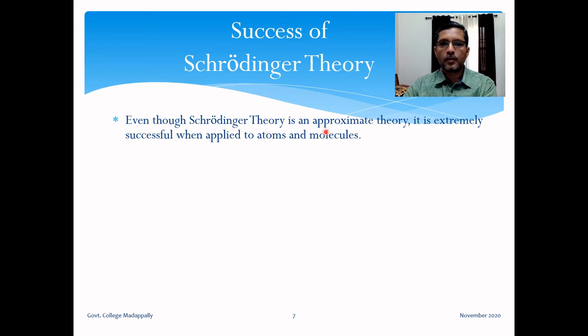Even though Schrodinger theory is an approximate theory, it is extremely successful when applied to atoms and molecules. The reason is that in the realm of atoms and molecules, the two approximations hold. The energies involved are sufficiently small so that creation and destruction of particles are not involved. And secondly, the velocities of valence electrons in atoms and molecules are non-relativistic. This we have seen when we discussed the Bohr atom model. So it is extremely successful when applied to atoms and molecules, and particularly in the field of chemistry.